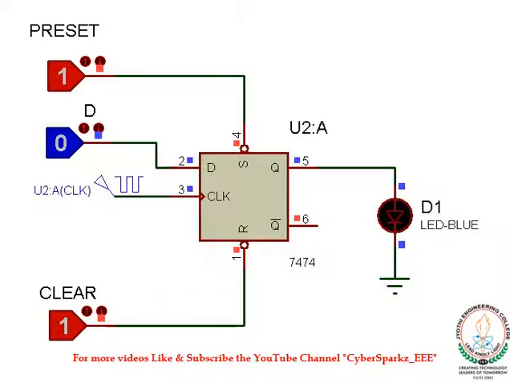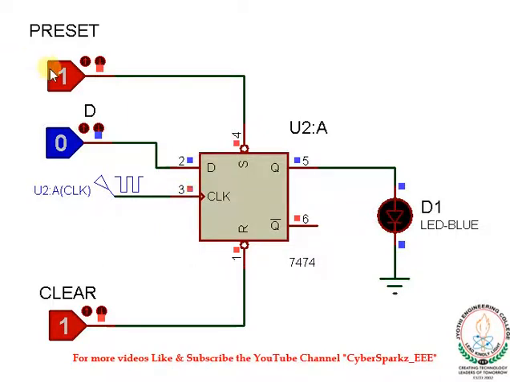Now, consider a positive edge triggered D flip-flop with active low asynchronous inputs. The synchronous input D and the asynchronous inputs preset and clear are provided with logic values 1 or 0, and the flip-flop is provided with a clock. Since it's a data flip-flop or D flip-flop, the output will be according to the synchronous input D. As we have given D input as 0, correspondingly the output is also 0.